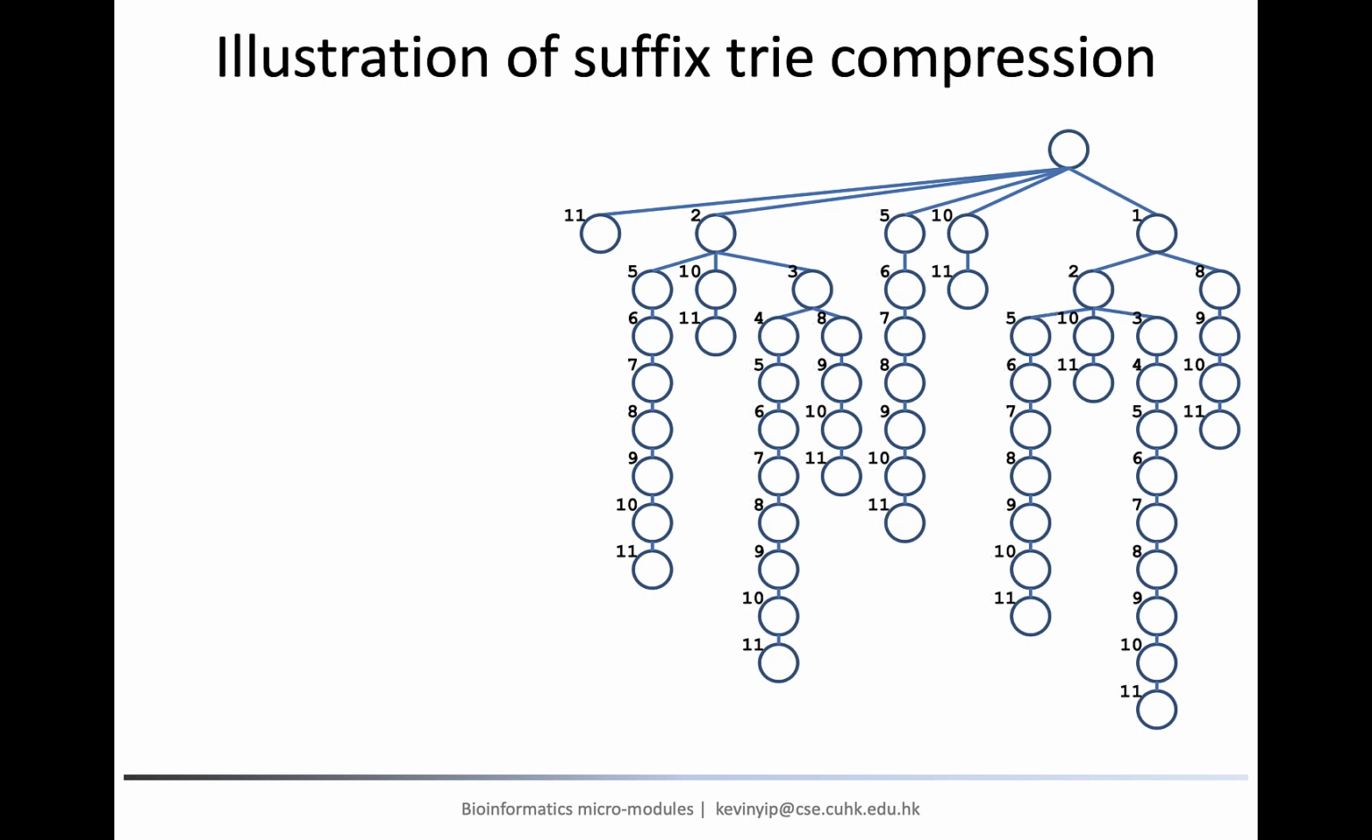Now we start compressing the suffix trie into the suffix tree. We do it by performing a depth-first traversal of the tree. And every time when we reach a node, if it has only one child, we merge it with its child. First, we start with the root node. Since it has multiple children, no merging needs to be done. Next, we move to the first child of the root. Again, it does not have exactly one child, and therefore no merging needs to be done.